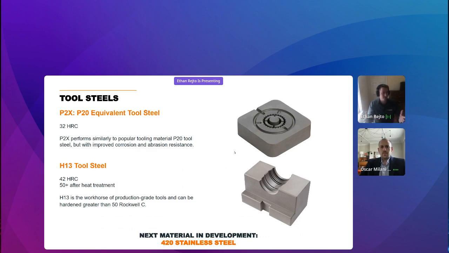The reason we don't normally use H13 is because it's usually more expensive or harder to work with. But since all the work's being done in your machine, let's just use the H13. So most of our customers today are using our H13 material. We do have that P20 material if people are interested.